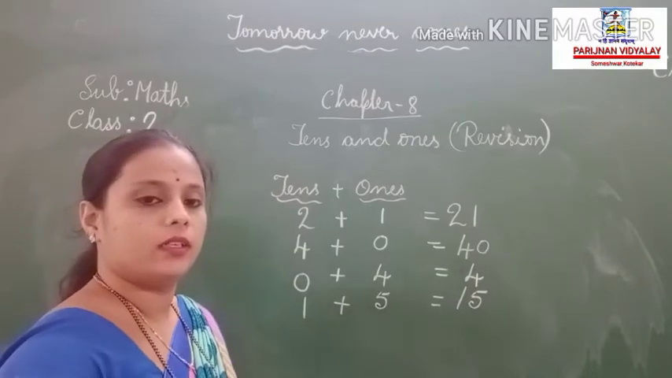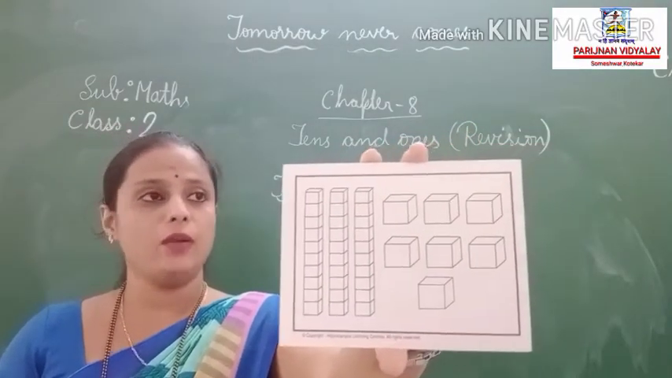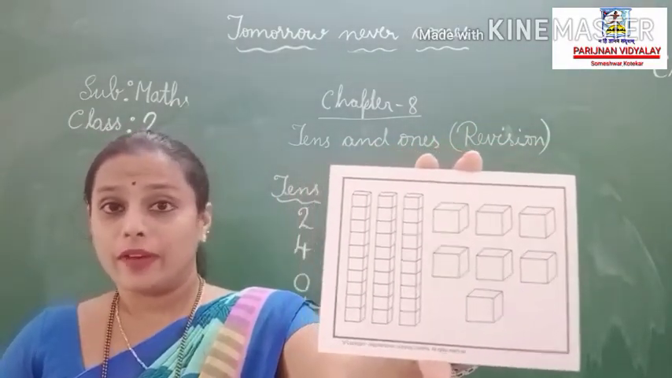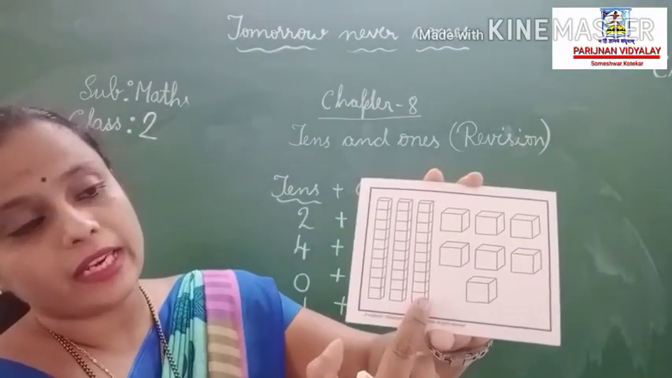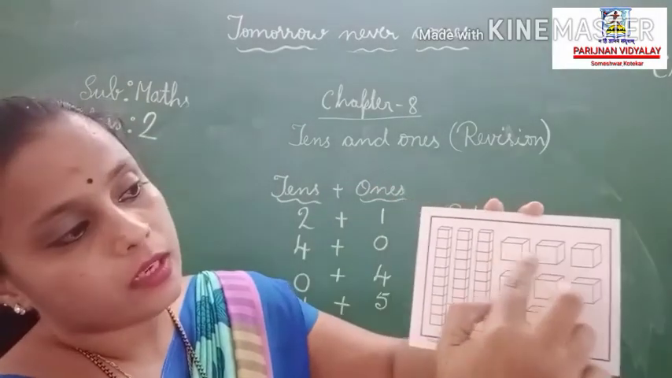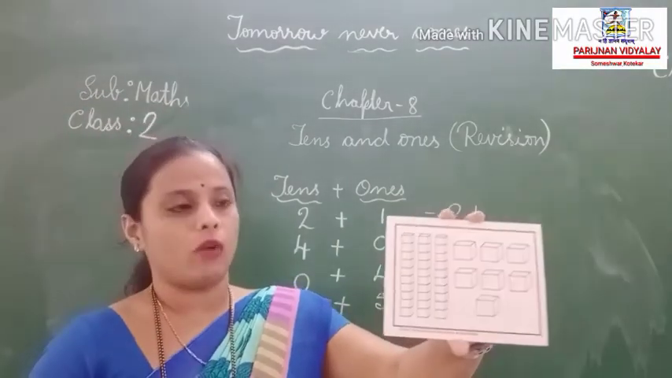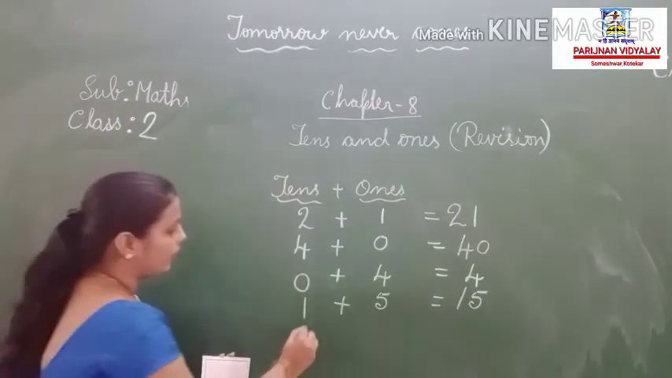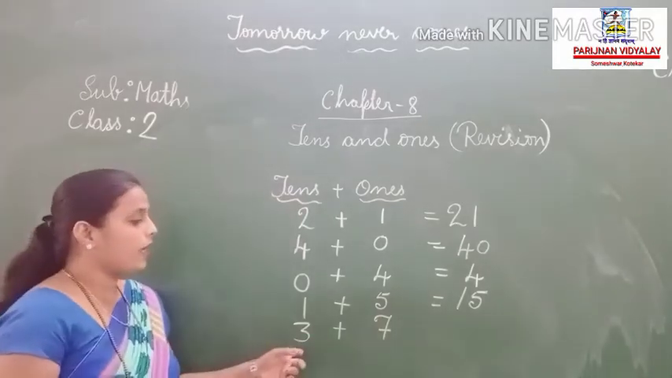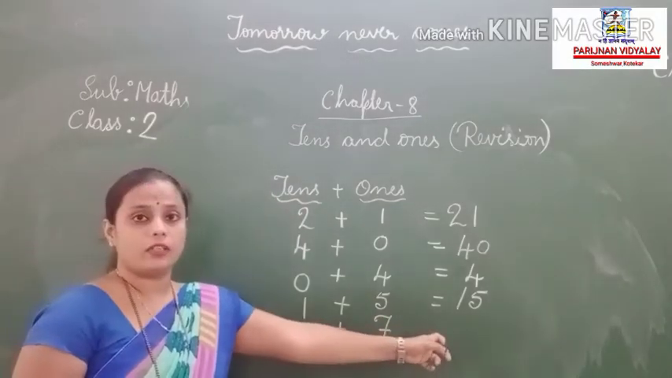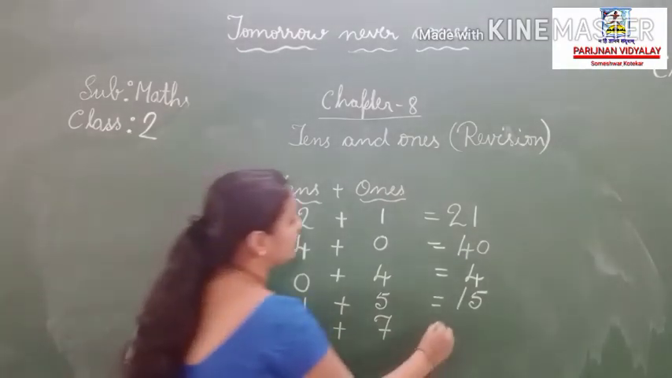Next one is, look at this flashcard and tell me how many tens and ones are here. Very good. There are 3 tens, right? 1, 2, 3. There are 3 tens and how many ones? 1, 2, 3, 4, 5, 6, 7. There are 7 ones and 3 tens. Write 3 in the tens column. Write 7 in the ones column. So it means we got the number 37. 3 tens means 30. 30 plus 7, 37.